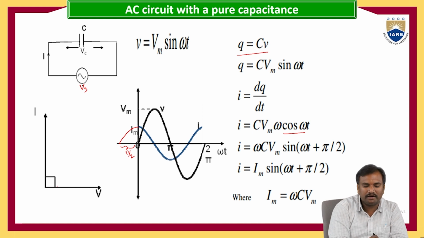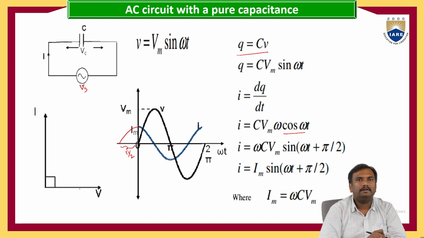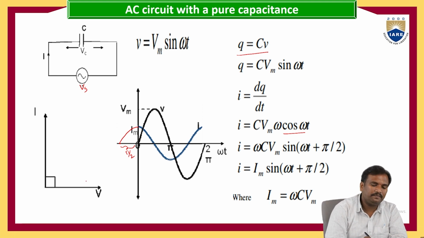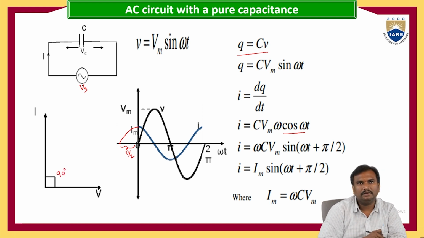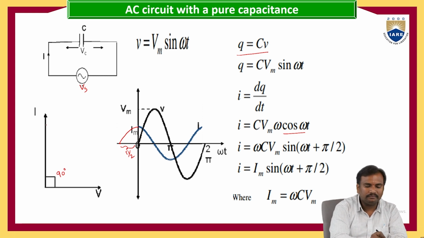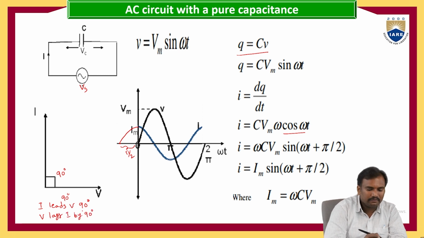Here is the phasor representation of voltage and current across the capacitor. This is the V and this is the I, exactly 90 degrees displacement. So here we get the leading and lagging concept. The current leads the voltage by 90 degrees and the voltage lags the current by 90 degrees.